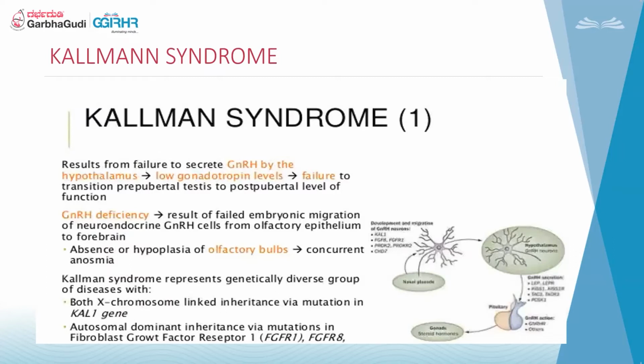So GnRH deficiency results in failure of embryonic migration of the neuroendocrine GnRH cells from the olfactory epithelium to the forebrain, and absence or hypoplasia of the olfactory bulb. As I explained, it will lead to anosmia. Several genes have been identified in this syndrome, and the KAL1 gene is the best studied, followed by the fibroblast growth factor receptor 1 gene.